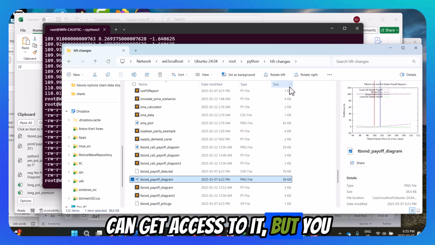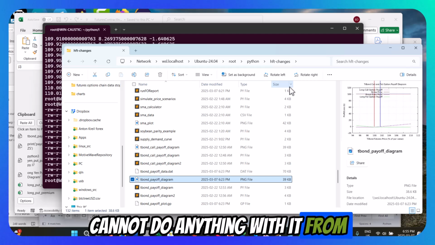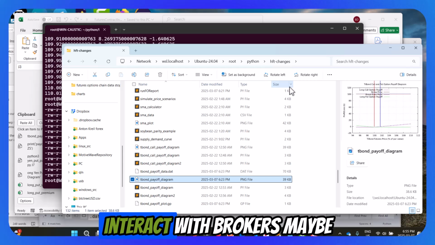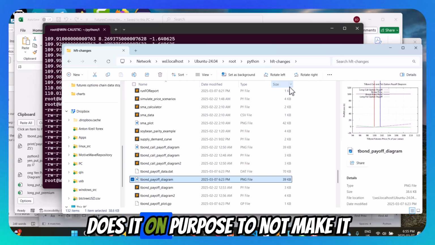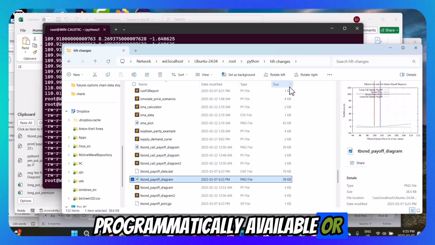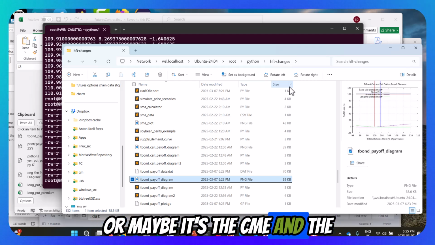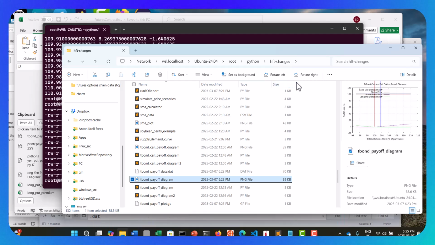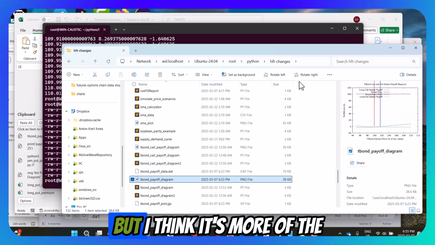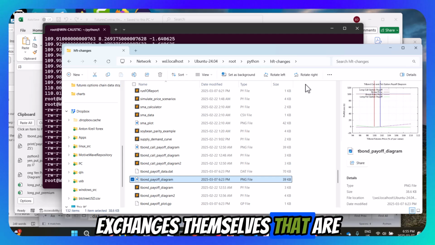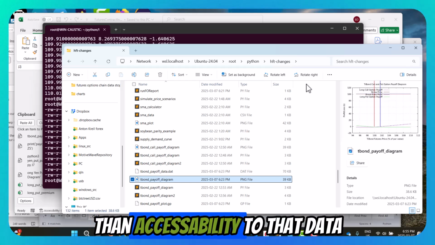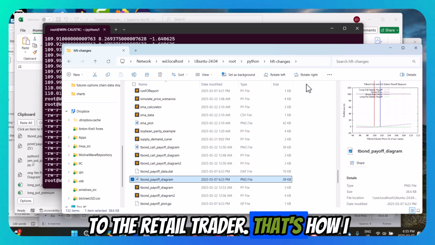You can get access to it, but you cannot do anything with it from a programmatic standpoint. I just think personally, Interactive Brokers maybe does it on purpose to not make it programmatically available, or maybe it's just the CME and the exchanges telling them no, you can't provide that. I don't know what the answer is, but I think it's more the exchanges themselves that are hobbling the availability and accessibility of that data to the retail trader. That's how I see it.